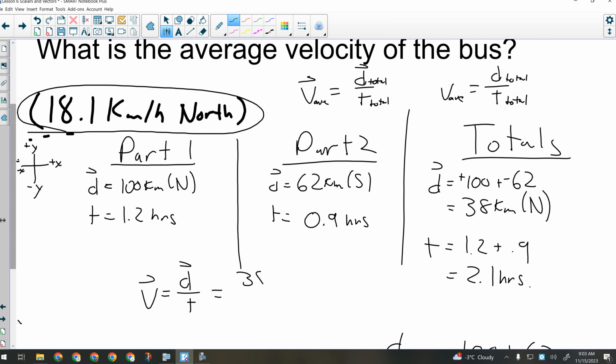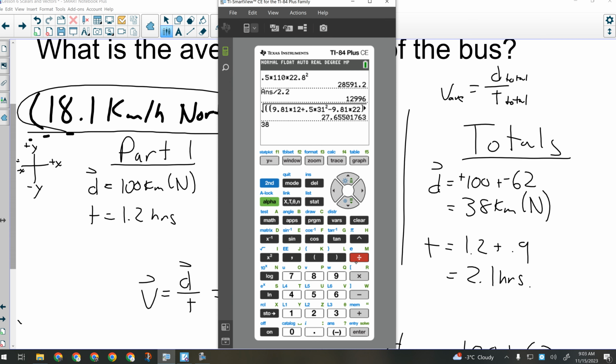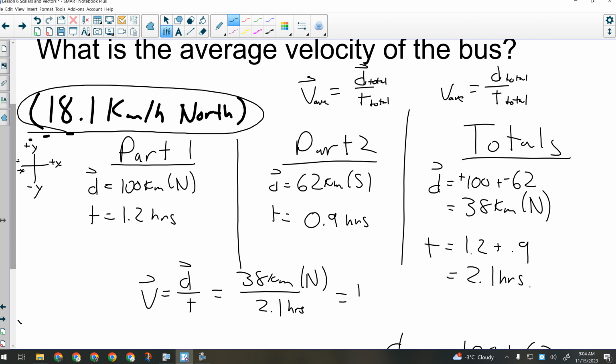Okay? Now I can calculate the average velocity over the whole trip. I would take my 38 kilometers north and divide it by 2.1 hours. Okay, so this car is traveling at 18.1 kilometers per hour north over the whole trip, on average over the whole trip. Does that mean it did that the whole trip? No. It clearly says that for part of the trip it went 100 kilometers north, and it would have been going faster than that. Everyone okay with that idea?